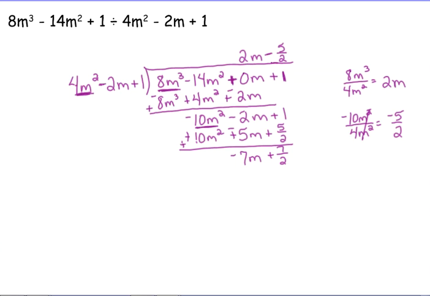Yes, ma'am. Where did the fraction come from? So I divide the negative 10m squared here by the 4m squared. Negative 10 is not evenly divisible by 4. So I just had to reduce that fraction there to negative 5 halves. Yes, ma'am.